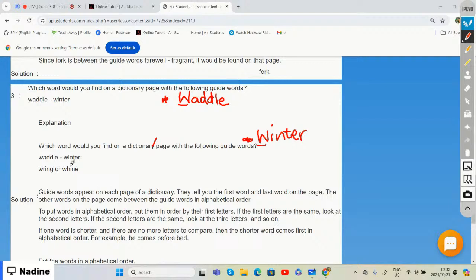Now we need to say, will we find the word ring or will we find the word wine on this page of waddle and winter? So which word will we find on the same page where we have our guide words waddle and winter? Is it ring or is it wine? Which one will you find?